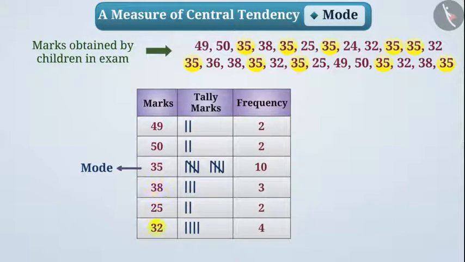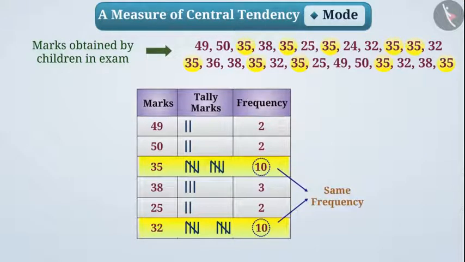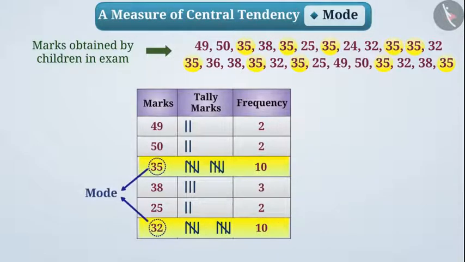Suppose there were 6 more children who got 32 marks. Then, in this case, the number of children who got 32 marks would be 10, which would be equal to the number of children scoring 35 marks. In this way, there would be 2 observations in the group that had the same frequency and the highest. In this case, we would have received 2 modes. Hence, modes can be more than one.